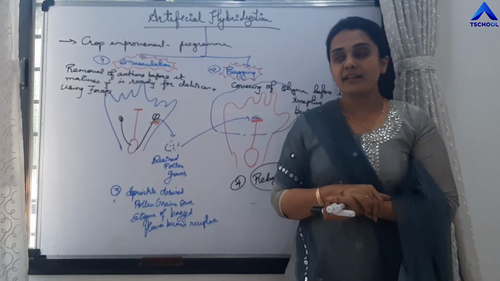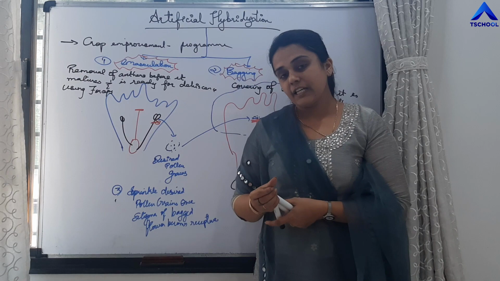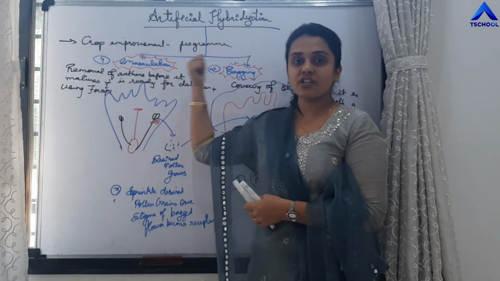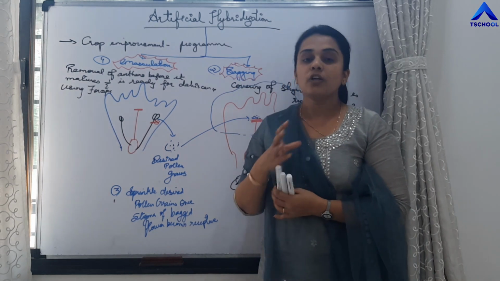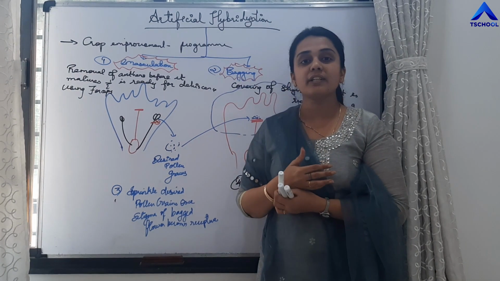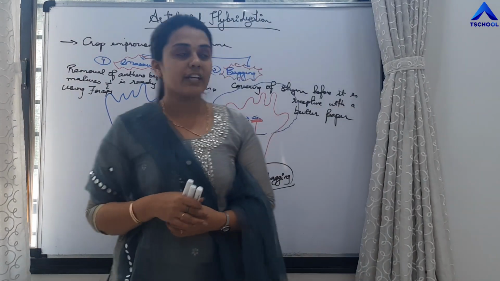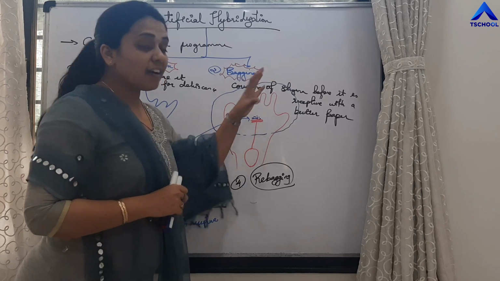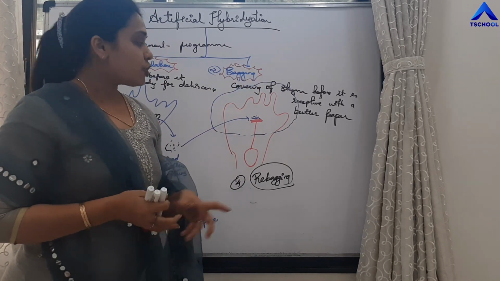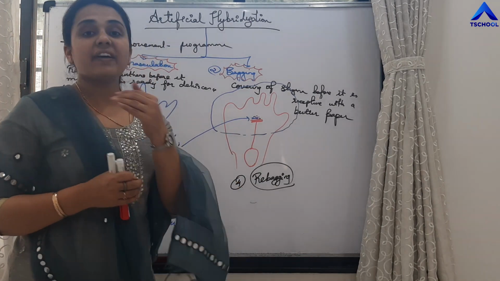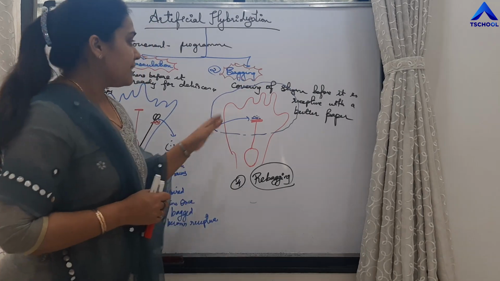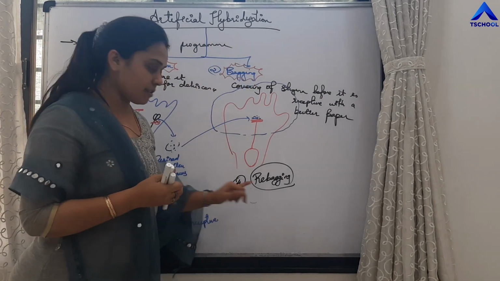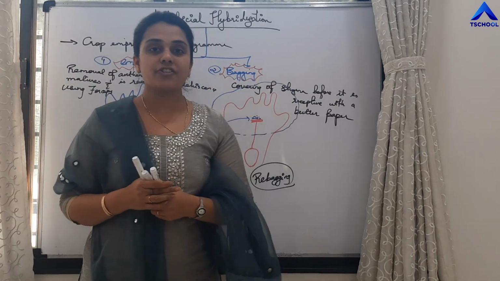This emasculation technique is required if the flowers are bisexual flowers. If the flowers are unisexual flowers, then there is no need. So it consists of two techniques, emasculation and bagging. What is emasculation? Removal of the anthers, using forceps, before they become mature and ready to dehisce. And what is bagging? Covering of the stigma before it is receptive, with a butter paper, so that we prevent contamination by unwanted pollen grains. Then we sprinkle the desired pollen grains on this stigma and again cover it. That process is rebagging. So this is about artificial hybridization.